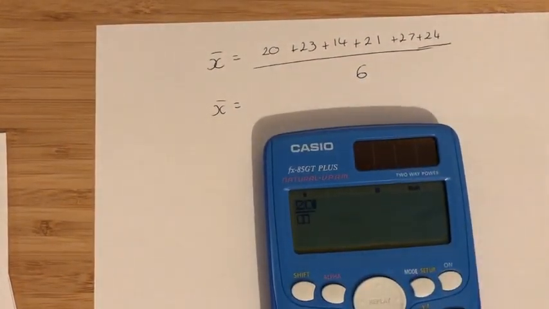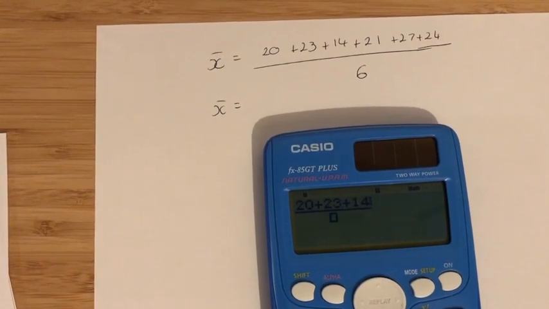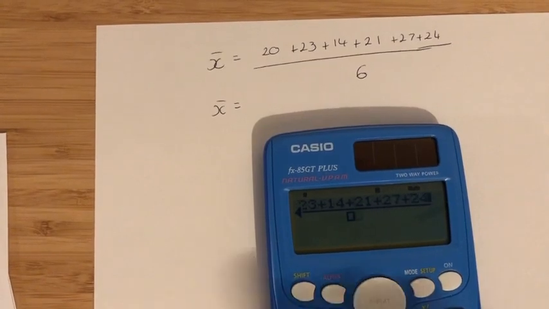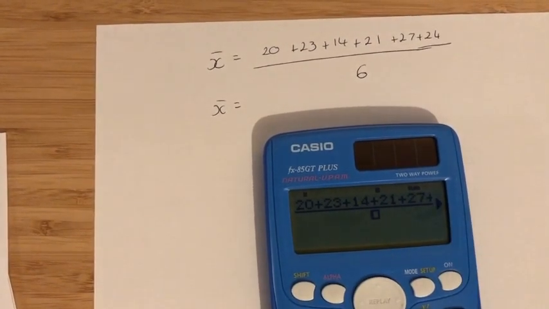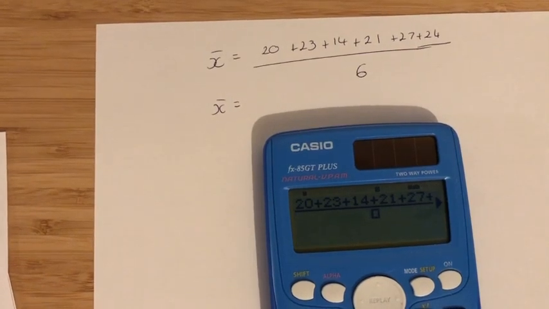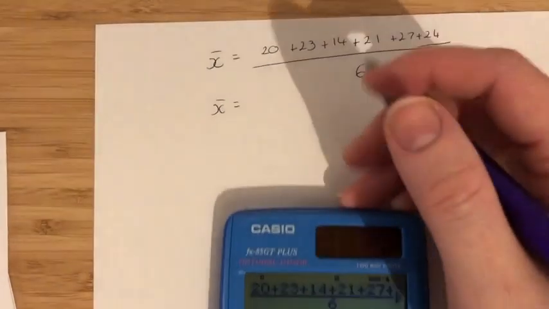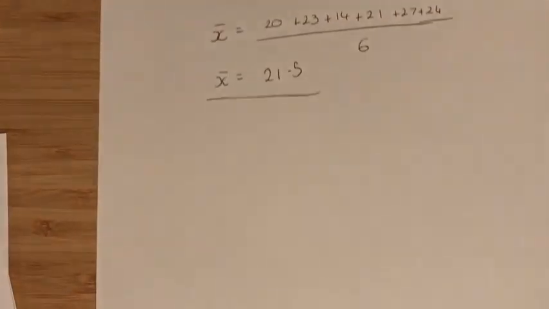And just be careful, either use the fraction button or make sure to press equals once you've totaled them all up, or use brackets. Otherwise your calculator would just do 24 divided by 6 at the end. So either use the fraction button, brackets, or press equals once you've totaled them up. So here we've got a mean of 21.5. And that's your first mark, so we've found the mean.